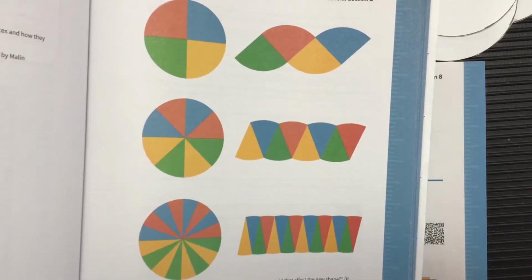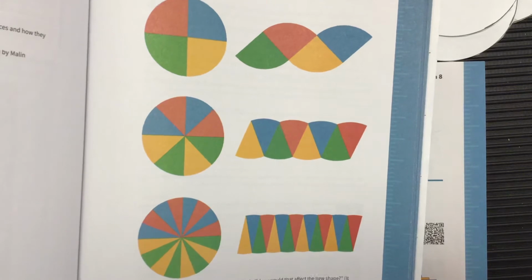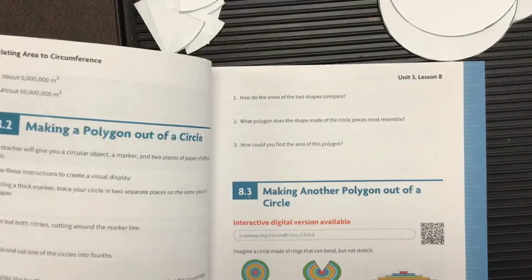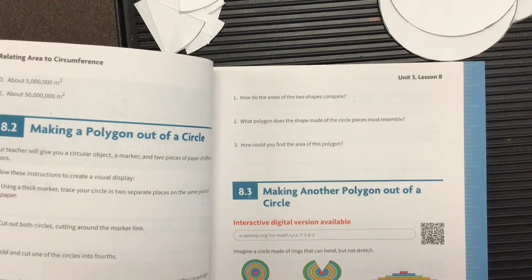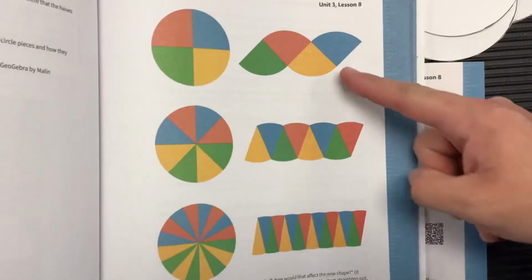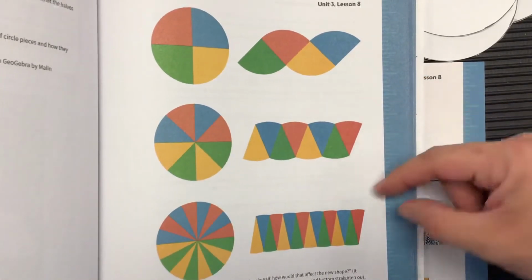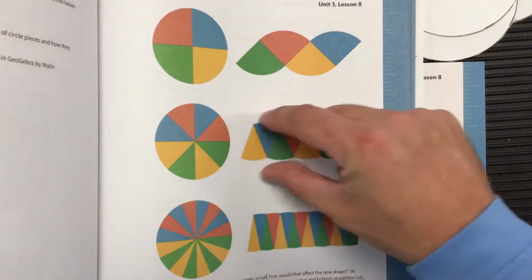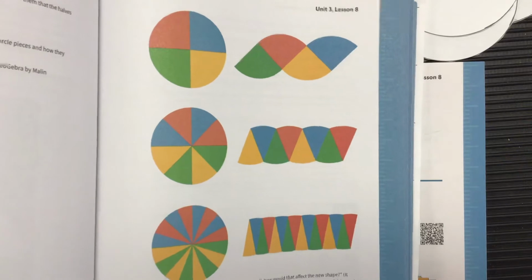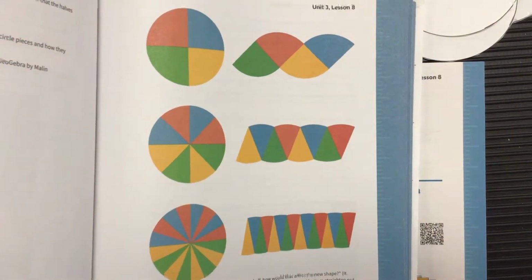Okay. The areas are not changing. But looking at that, now let's answer number 2. What polygon does a shape made of the circle pieces most resemble? So as we go down, what is it looking more and more like? That means this whole thing. A rectangle. It's getting closer and closer to a rectangle.